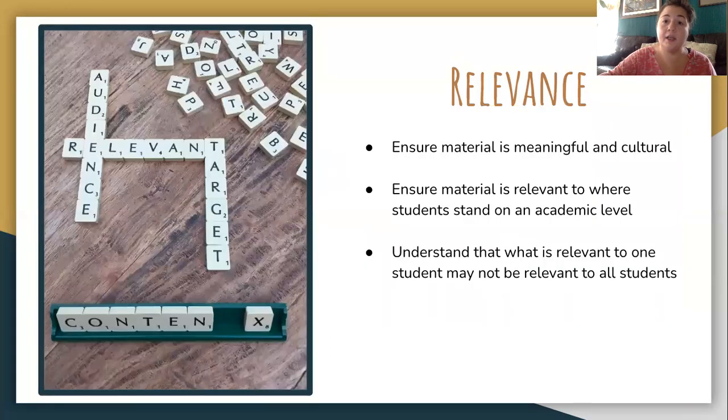And also when we're talking about relevance, ensure that the material is meaningful and cultural. Ensure that the material is relevant to where they stand on an academic level. Never just assume that a student is somewhere because they speak a different language. Making sure that you're being very aware of approaching these things with DEI in mind, with intersectionality in mind, and understand that what is relevant to one student may not be relevant to all students. I realize that I'm speaking of rigor and relevance in very, very vague standards, but these all come together in the end. These are huge for all students, but for ESL students alike.